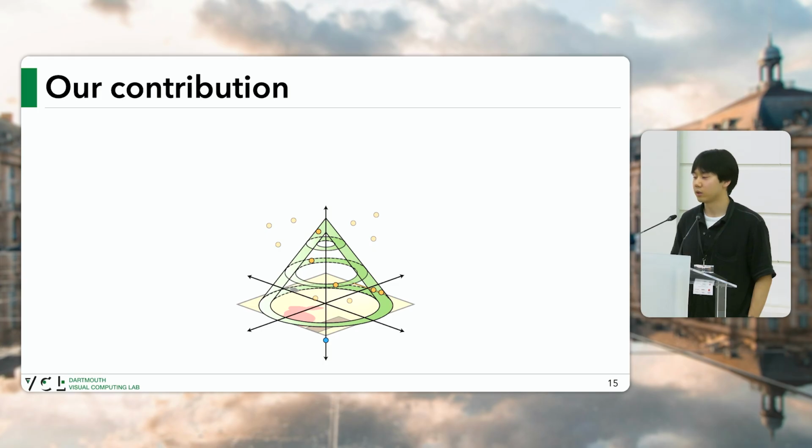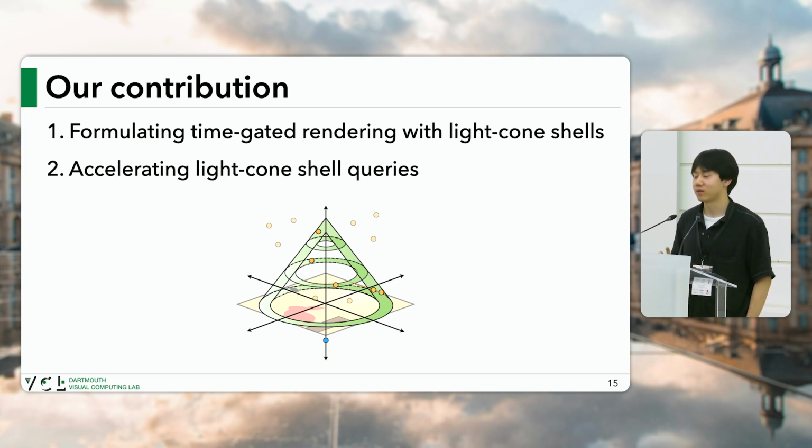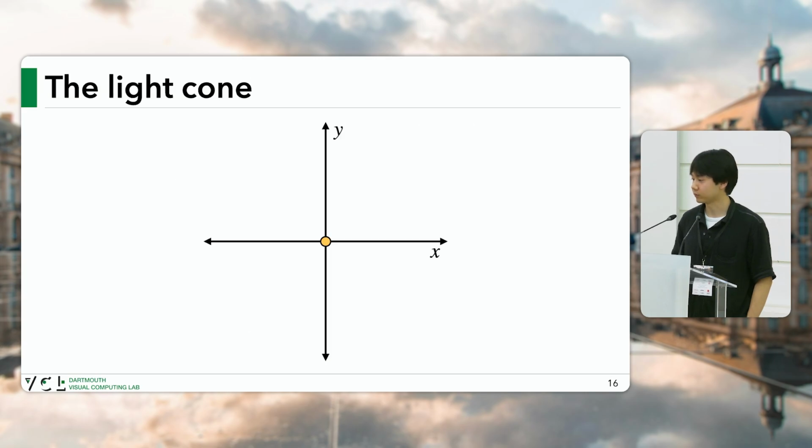So our contribution comes in two parts. First, we show a new way to formulate the problem. We show that all time-valid connections for a given point form a single geometric region in space-time and effectively turn the whole problem into a search. And second, we make that search efficient through an acceleration structure that finds time-valid connections with a cost that doesn't depend on scene complexity. So let's build the core idea from light itself.